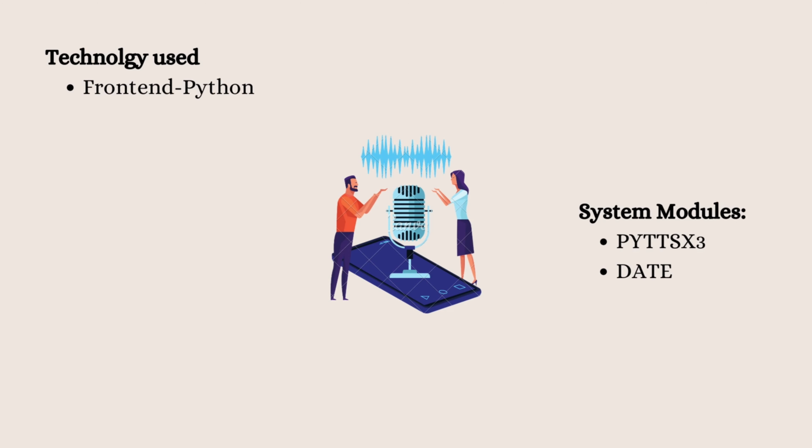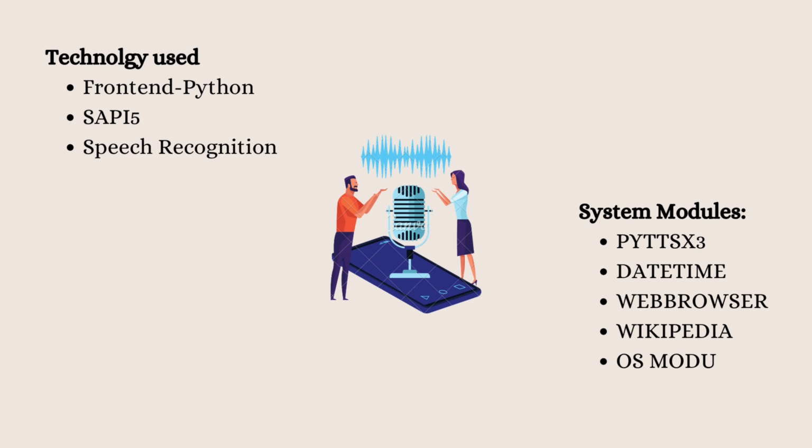The technology used: SAPI 5, a Microsoft Speech API, is the technology for voice recognition and synthesis provided by Microsoft. Speech recognition: this is a library for performing speech recognition which supports several engines and APIs, online as well as offline. It supports APIs like Google Cloud Speech API, IBM Speech to Text, Microsoft Bing Voice Recognition, etc.